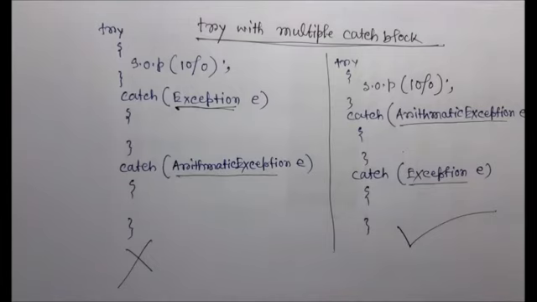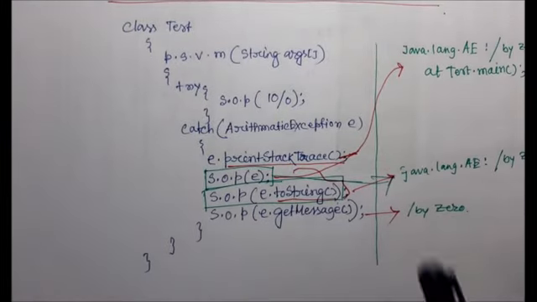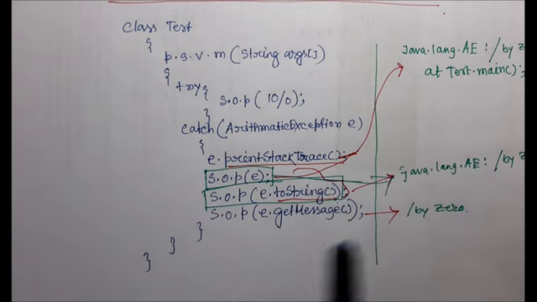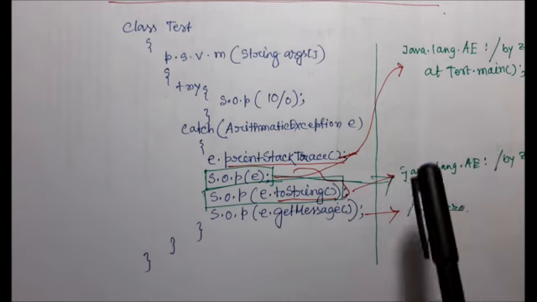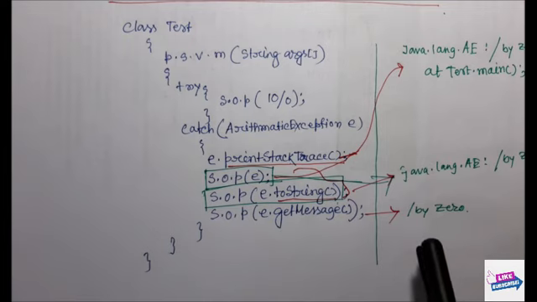So in this lecture we have covered different methods to print exception information. We have seen printStackTrace, we have seen the toString method, we have seen getMessage, and we have already discussed the difference between these three methods: when we get all the information, when we get only the description of the exception message, and when we get only the name of the exception.